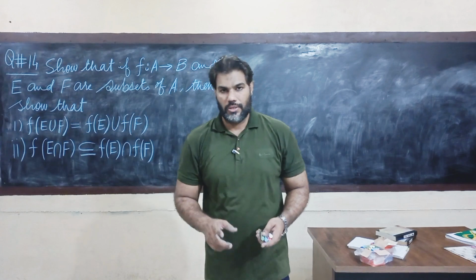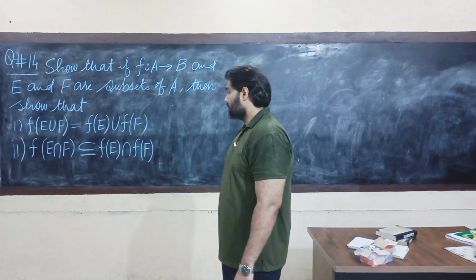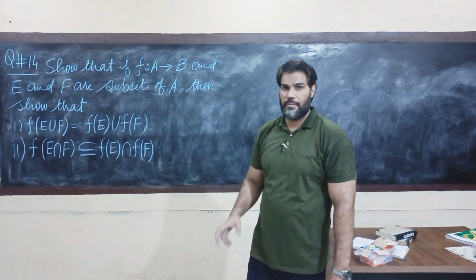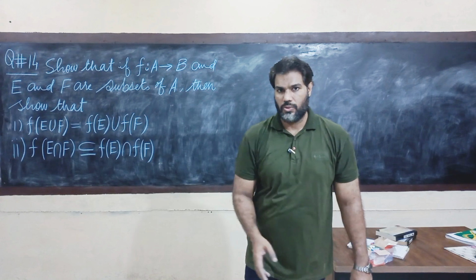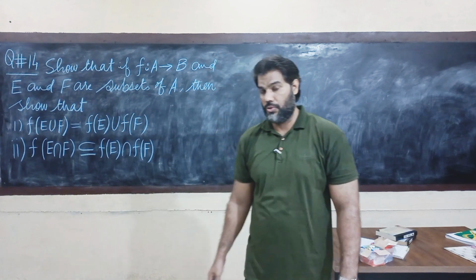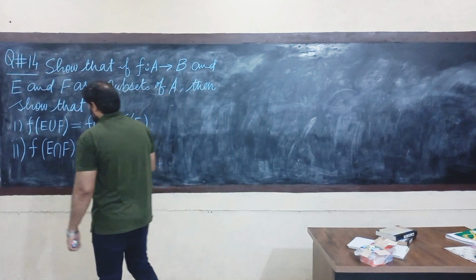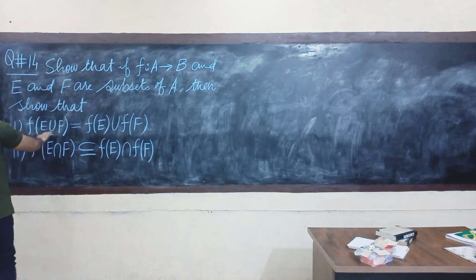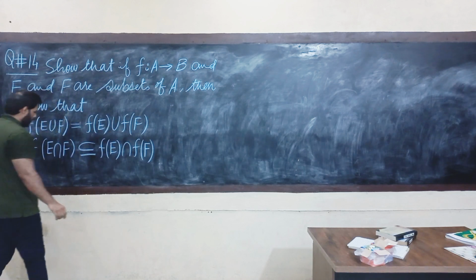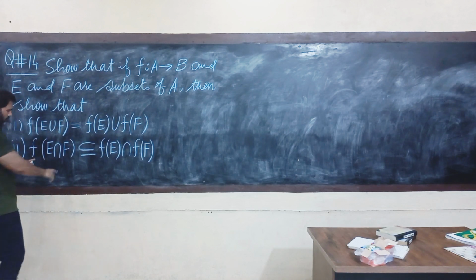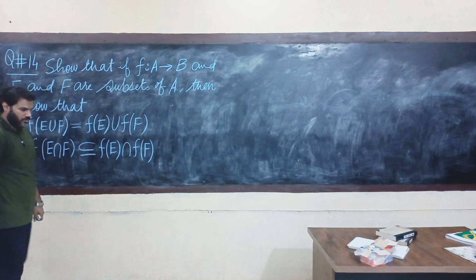Okay, next we discuss question number 14. Question number 14 is a proof type question. In this question, we have to show that if f is a mapping from set A to B, and E and F both are subsets of set A, then the direct image of the union E union F under f is equal to the union of their separate images. While in the case of intersection, this is a subset of the intersection of the separate images.